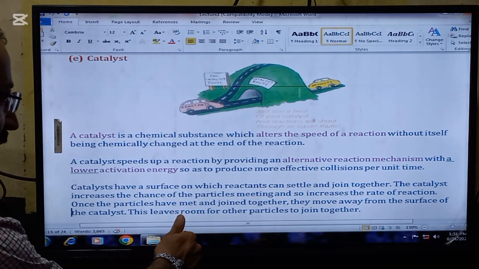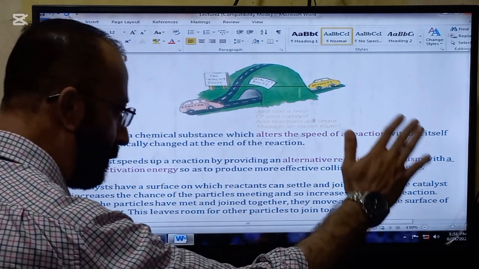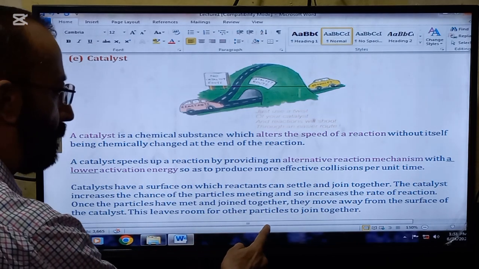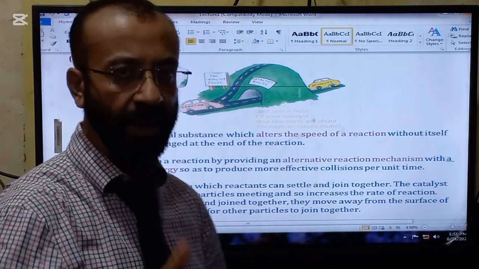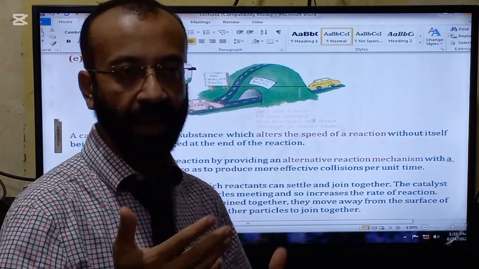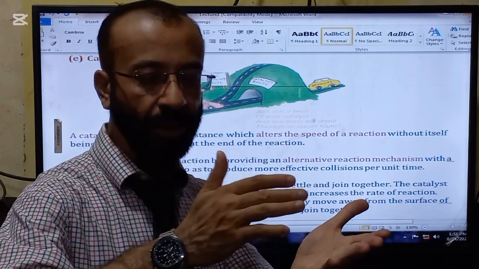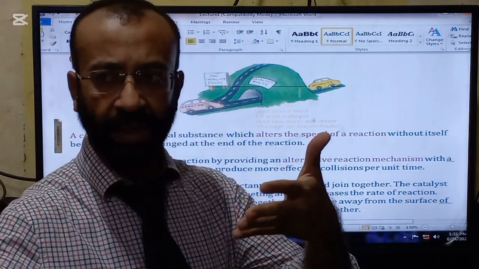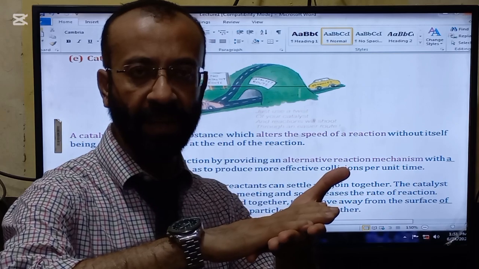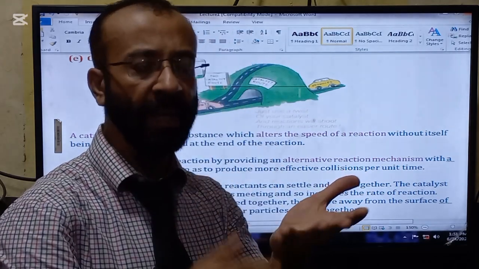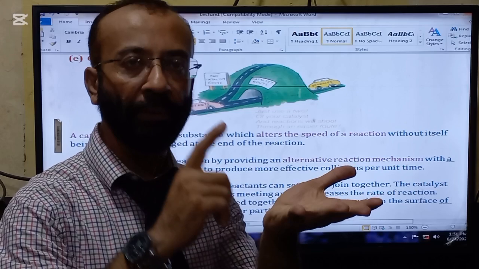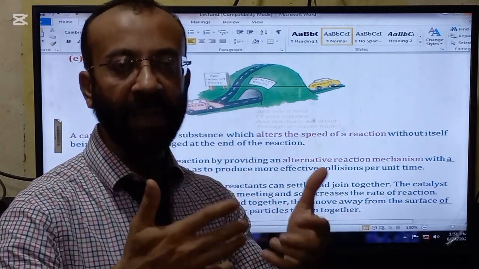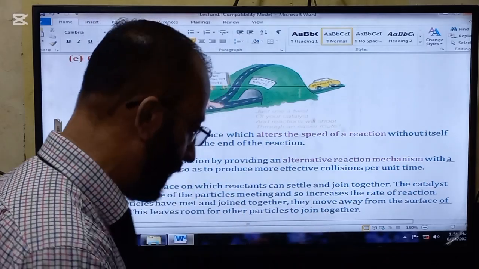Once the particles have met and joined together, they move away from the surface of the catalyst. This leaves room for other particles to join together, and this process is repeated again and again. Reactants come to the surface of the catalyst, join together and move away. Then new reactant particles come, join together and move away. So the catalyst provides them a surface to join together, and their meeting chances increase.